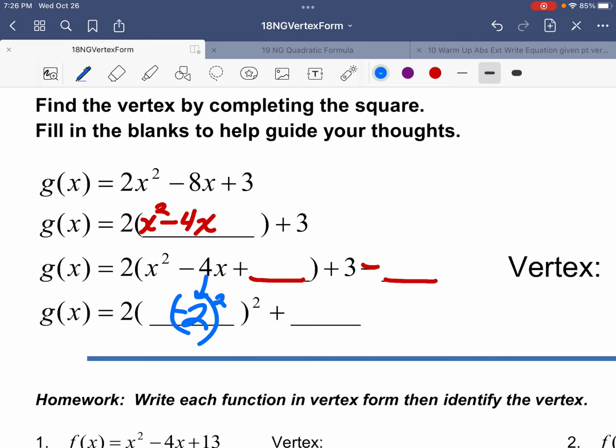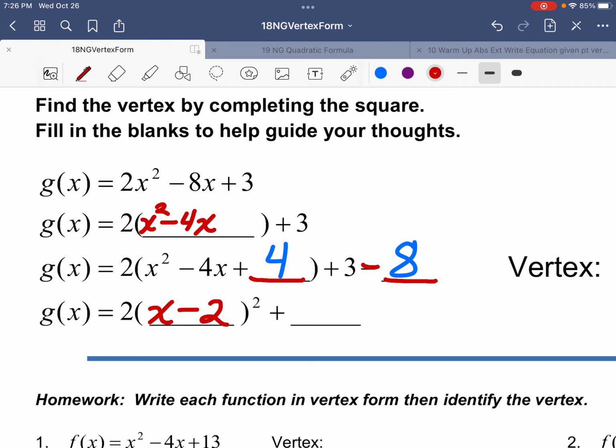It's going to be half of this number squared. So half of -4 is 2. Squared does come out to be +4. But remember, I didn't actually add +4, so please don't go over here and put a 4. I actually added 2 times 4. So I have to take away 8.